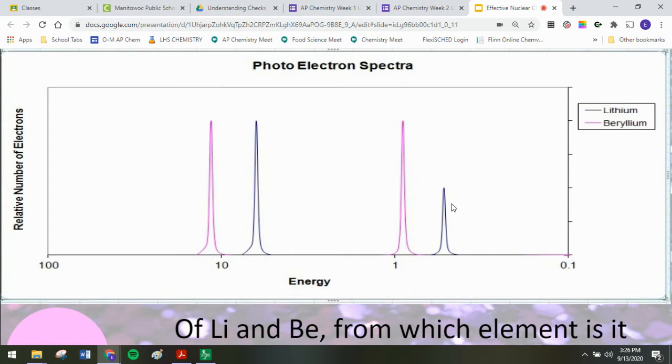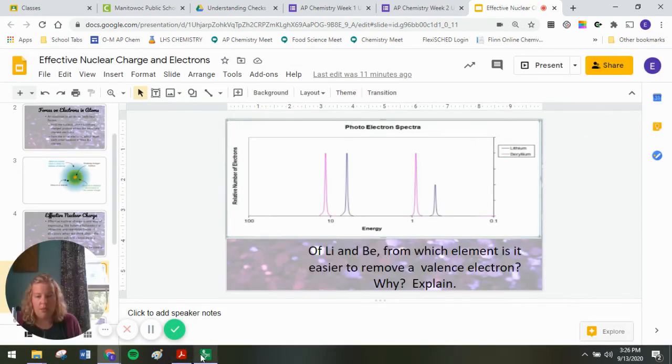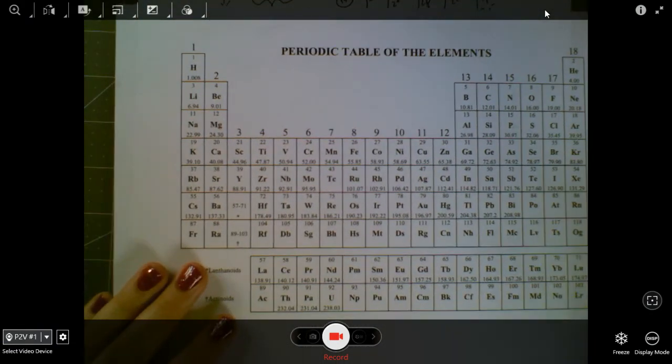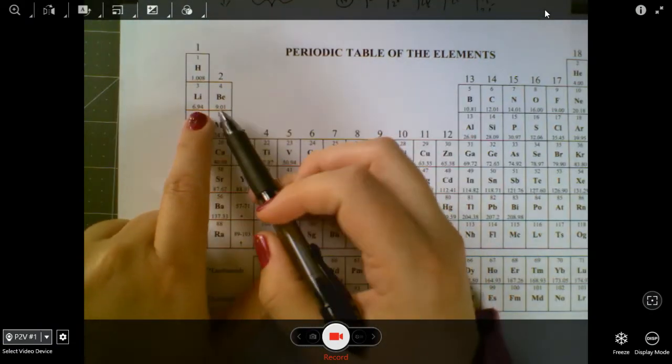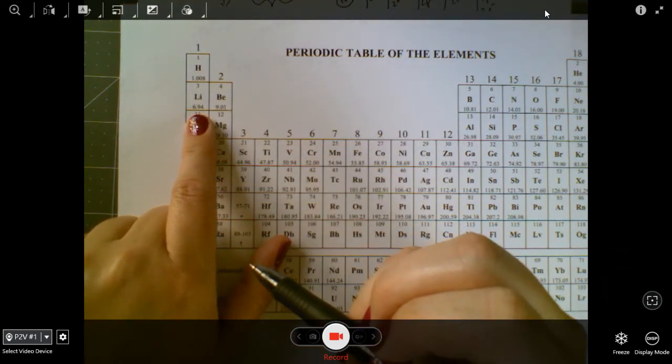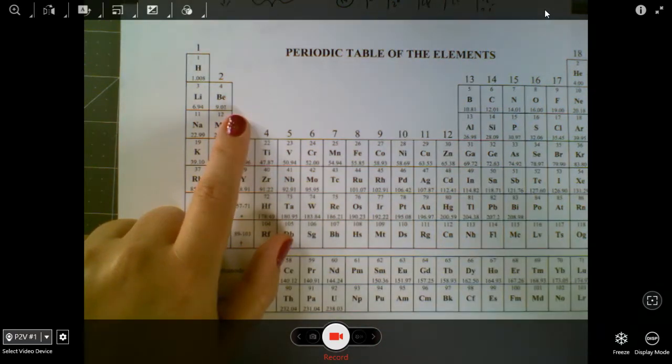So I'm going to go back to my notebook here and my doc cam, and hopefully we'll get that cleared up. Okay, so if we find lithium and beryllium here on the periodic table, lithium has 3 electrons and beryllium has 4. So what I want to do is calculate our effective nuclear charge first.